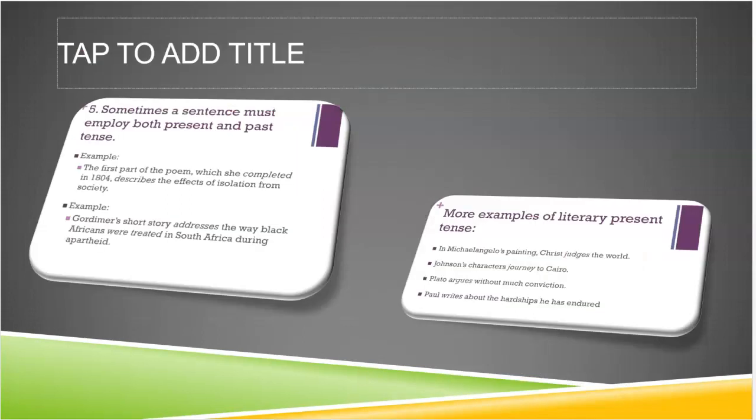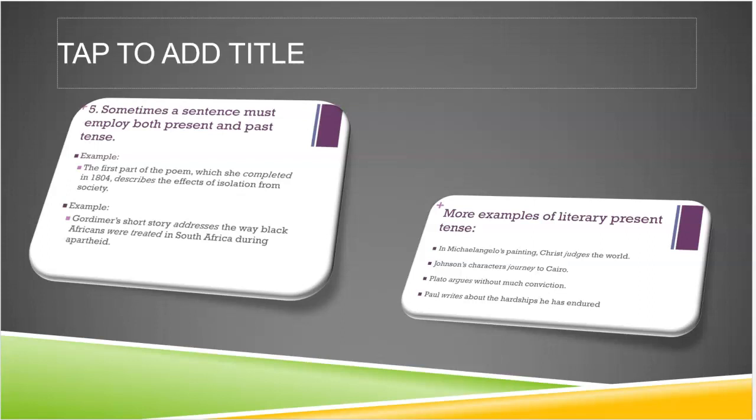Okay, we've already seen some examples of this as well: the fact that sometimes a sentence must employ both present and past tense. So in the first example that we have on the left, the first part of the poem, which she completed in 1804, describes the effects of isolation from society. So again, in the first part, we have a reference to when the poet finished writing the poem. That was in 1804, so we use past tense there.